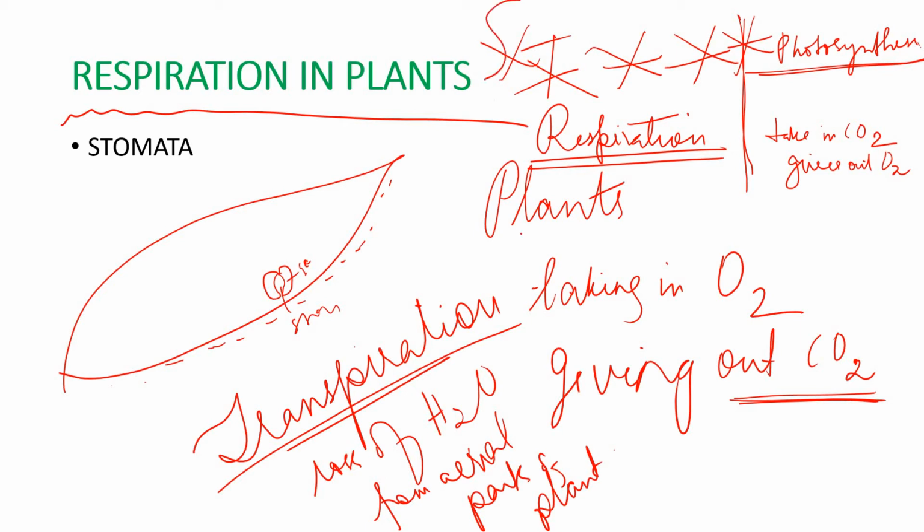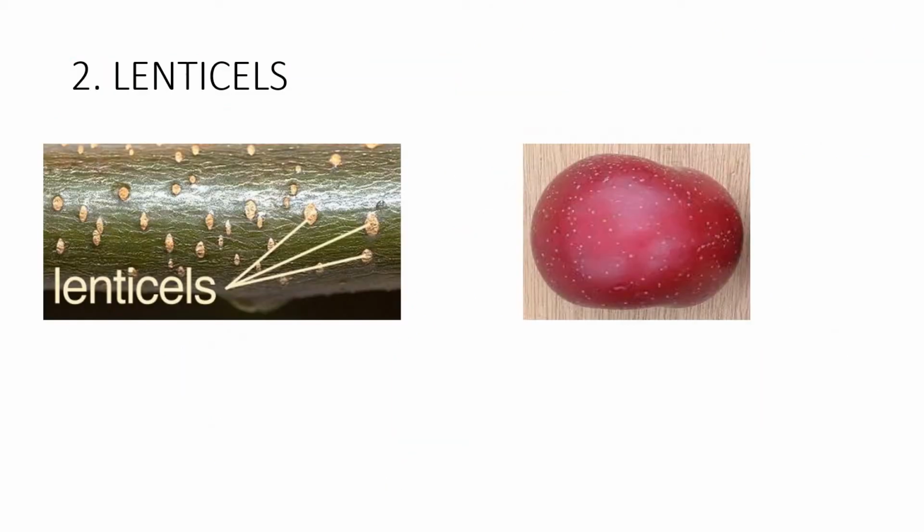So please, my dear students, remember this difference. In photosynthesis, plants take in carbon dioxide and give out oxygen, but in respiration it is the opposite. They take in oxygen and give out carbon dioxide. Don't get confused here.